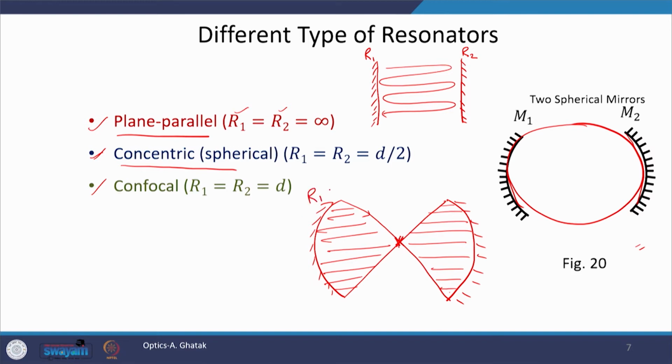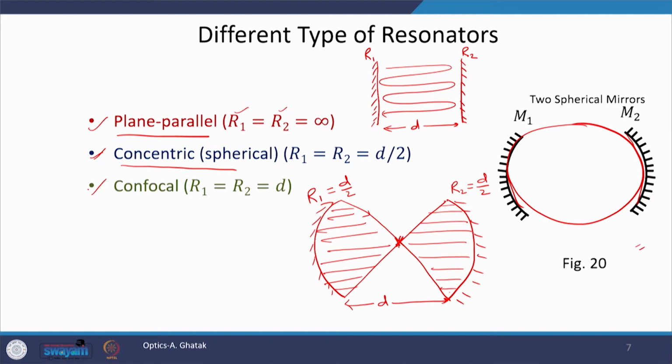Here R1 would be equal to d by 2, and R2, the radius of curvature of the second mirror, is again d by 2, where d is the spacing between the mirrors, the length of the cavity. Here too d is the separation between the two mirrors, or you can say the width of the cavity.